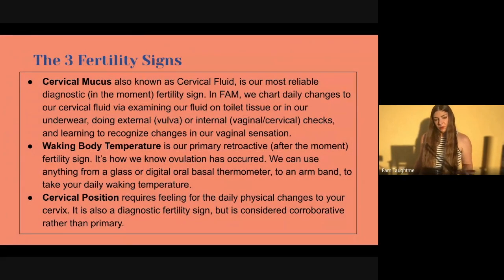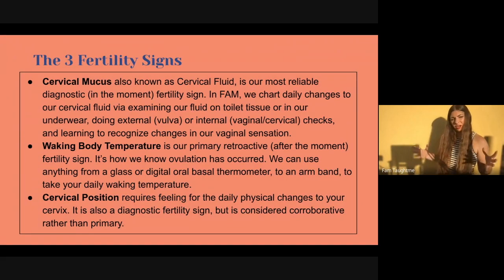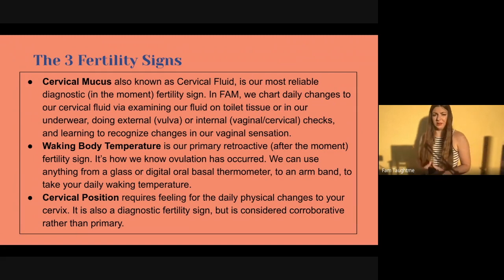And what we're seeing on this chart is our three fertility signs charted out. The three fertility signs are cervical mucus, waking body temperature, and cervical position. Each of these tells us something a little bit different about our current fertility status. Cervical mucus is our most reliable diagnostic in-the-moment fertility sign, something you can look at in the moment and know what's going on.